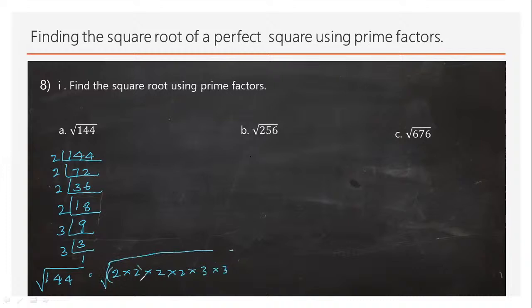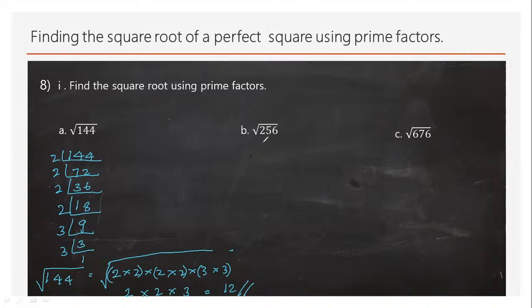Then for each couple, I will take one, 2. Here also 2 squared, then the root is 2. Here also 3 squared, then the root is 3. 2 times 2, 4 times 3, 12. Then the square root of this is 12.